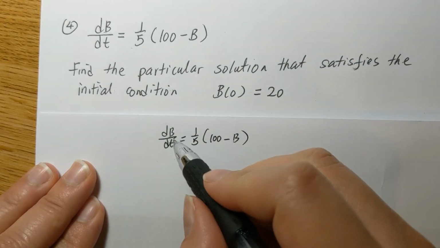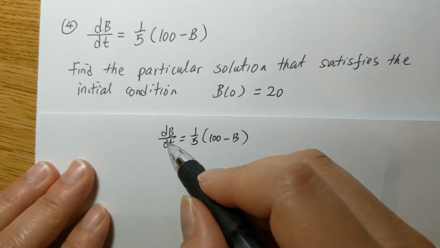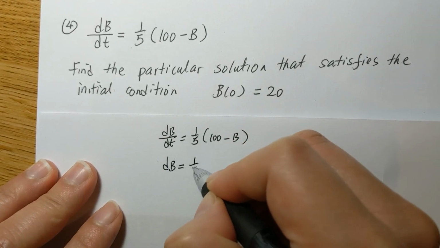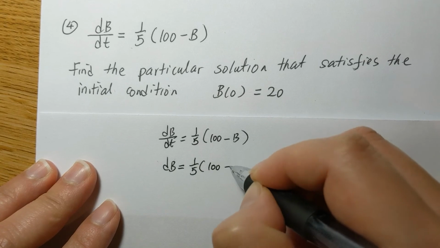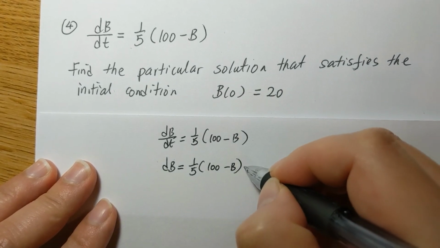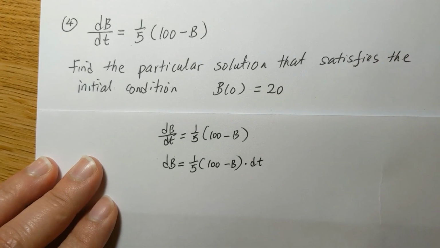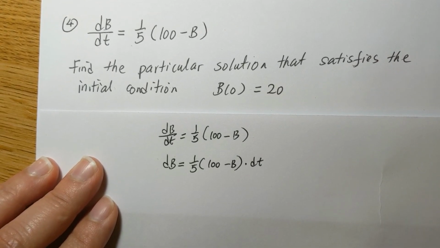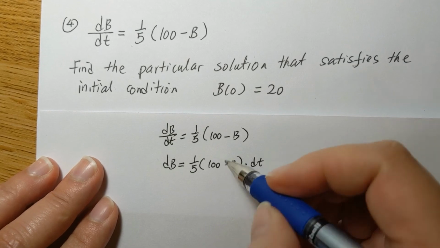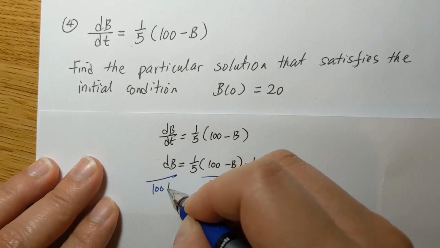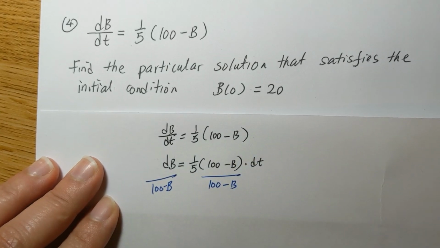So same idea, there are two variables, b and t. So I'm going to multiply dt to the right side. So I got dB equal to 1/5, and this is 100 minus b, and then times dt. And I want to have the t on the right side, so I have to get rid of the 100 minus b. So divide by 100 minus b on both sides.